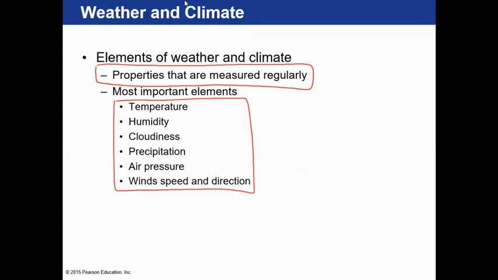What do we typically study or measure when we study weather and meteorology? Things like temperature, humidity, how much water is in the air, percentage of the sky that's cloudy, precipitation, how much water, either rainfall or snowfall, falls from the sky. Air pressure, we'll talk about in a future chapter, is important to understanding why the weather we get happens, and also wind speed and direction.